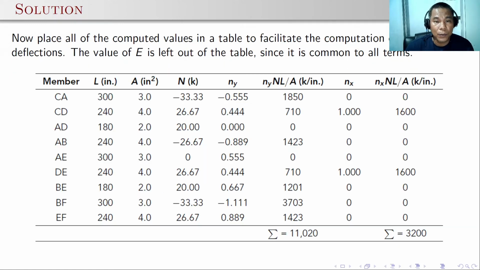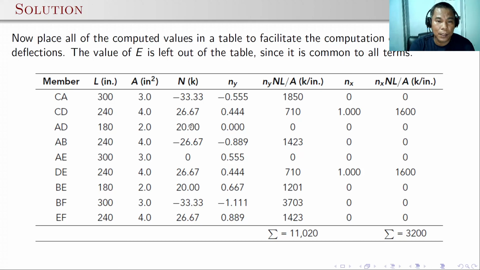Now place all the computed values in a table to facilitate the computation of the deflections. The value of E is left out of the table since it is common to all terms, to make our computations simpler. So here we have different columns. For the first column we have the members, second column the length in inches, third the cross-sectional area in square inches, and then the internal forces of the truss due to the actual loading in kips.